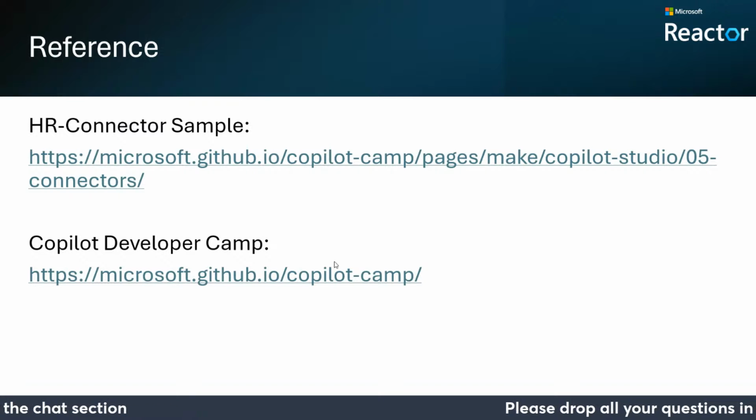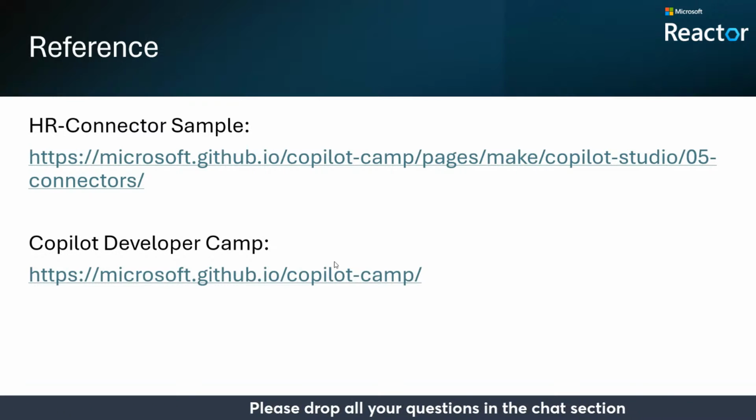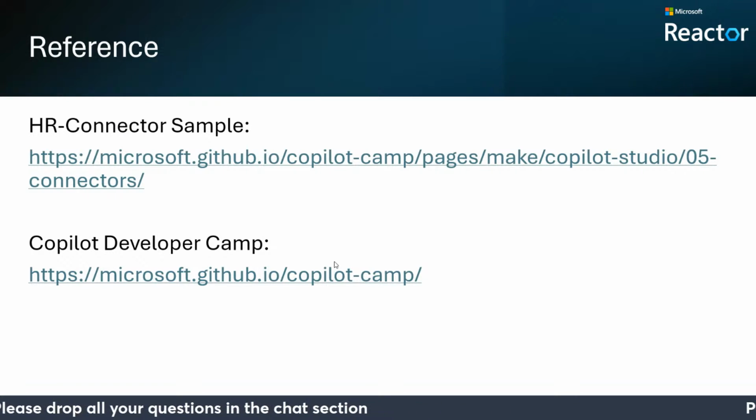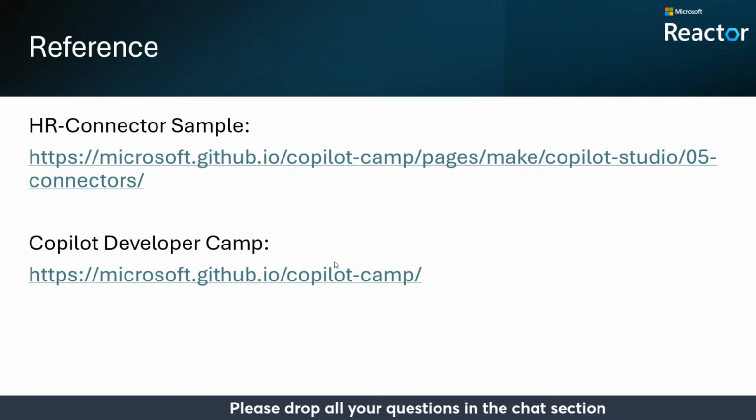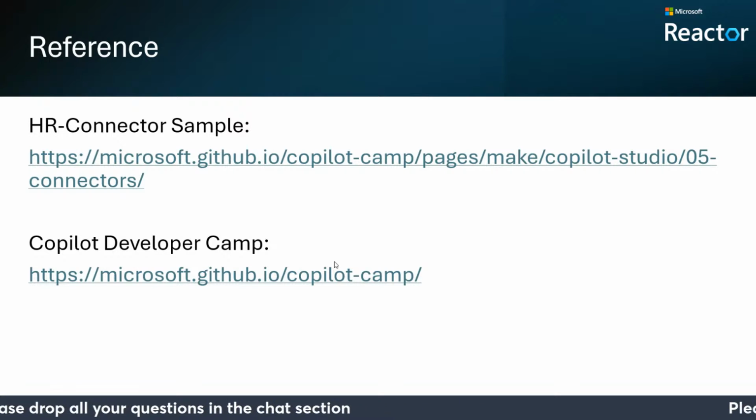That's the main difference. Apart from that, everything is more or less the same as we have done for the graph connector. So you can use the HR connector sample, the reference URL that I have provided. The page has the detailed steps, and the sample code, everything is available in this space.